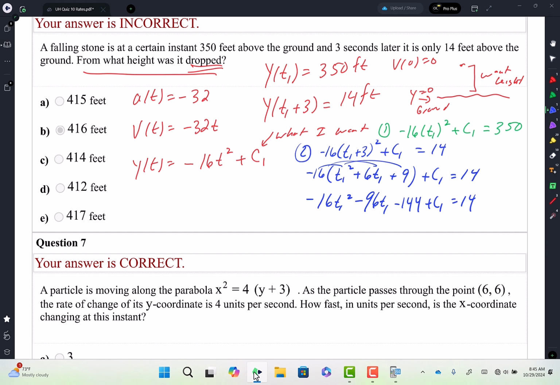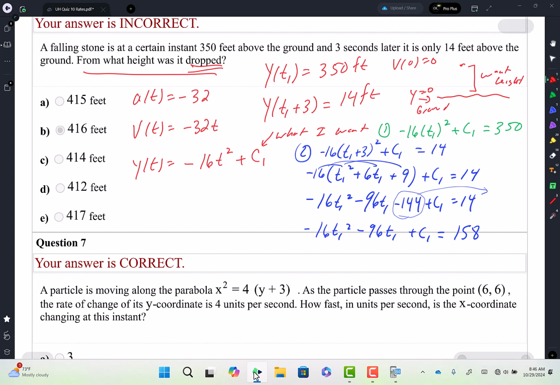I'm going to move this minus 144 to the right. Negative 16t1 squared minus 96t1 plus C1 equals 158. All right, we're good. We are so good right now.